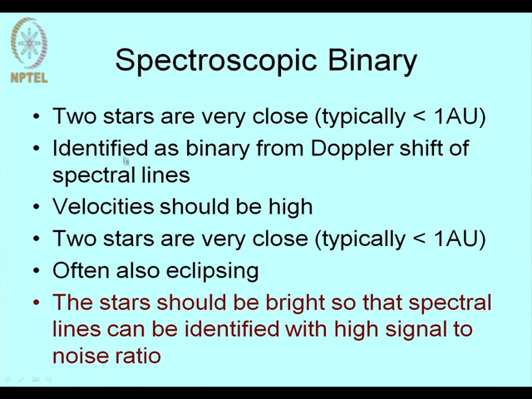Now, very often spectroscopic binaries are also eclipsing, because the two stars are very close together. So, very often they are also eclipsing. So, this is what is a spectroscopic binary. They are typically stars which are very close together, very bright, so that you can make out spectral lines.